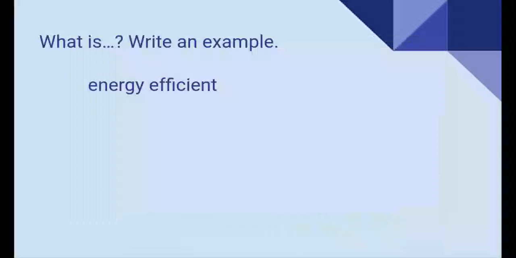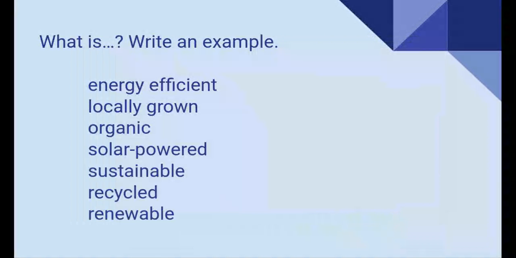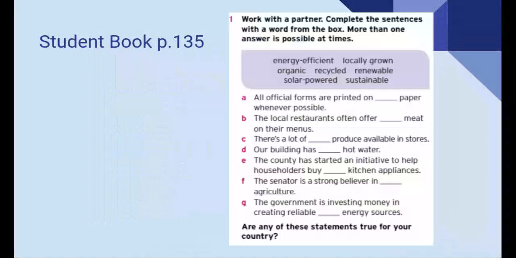Next we have locally grown, organic, solar powered, sustainable, recycled, renewable. Great. Let's continue. Now go to your student book, page 135, exercise number 1.